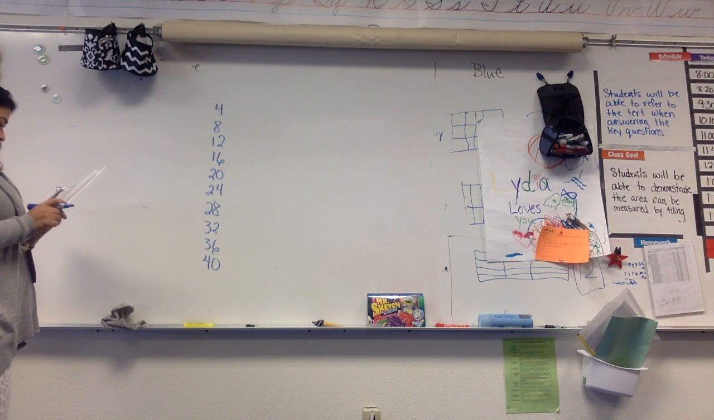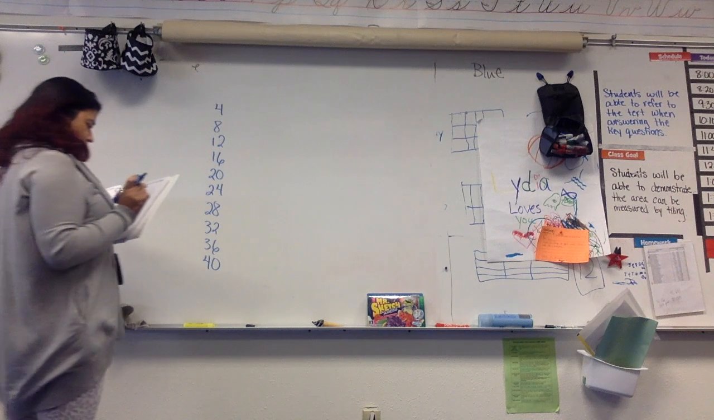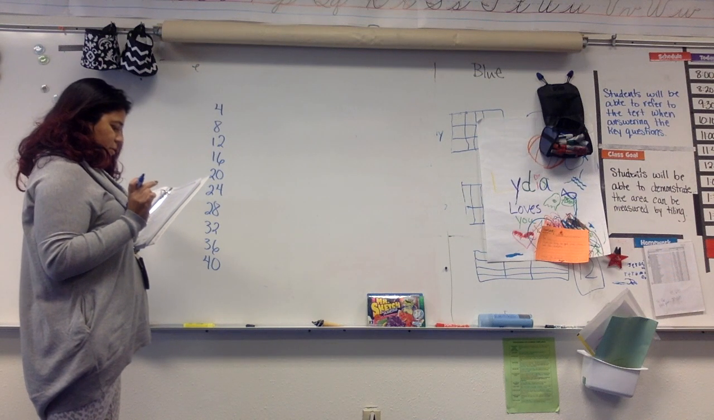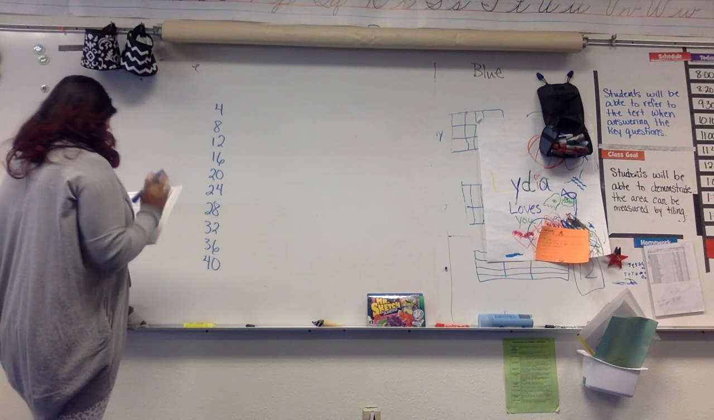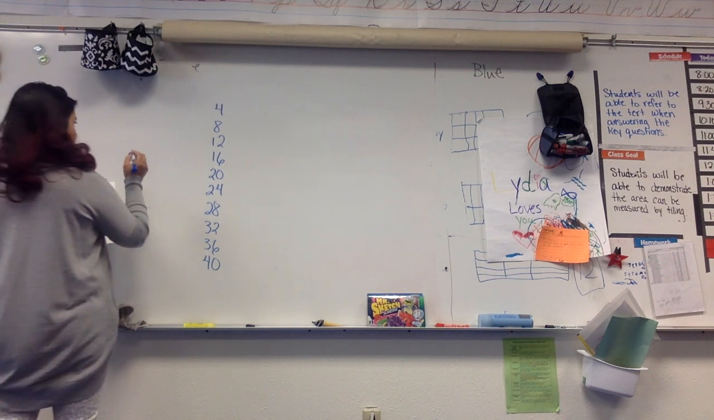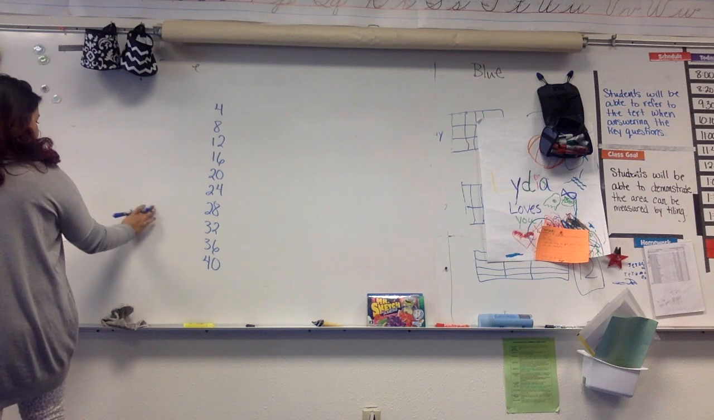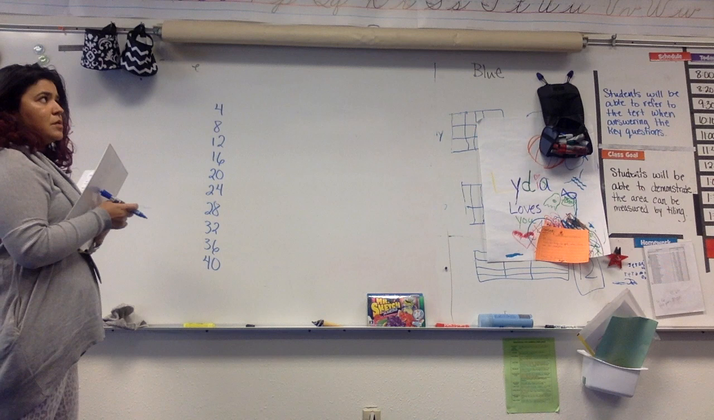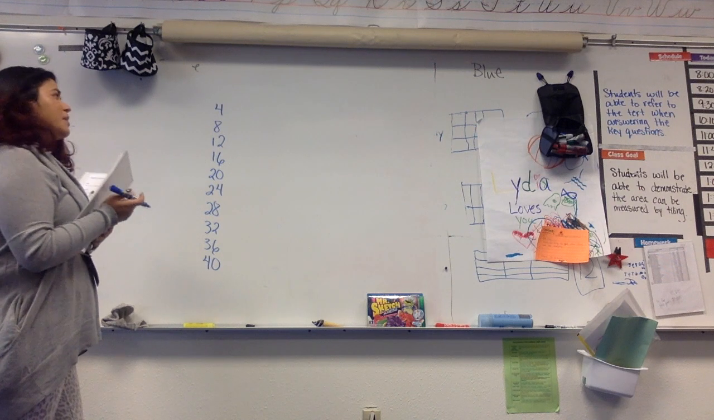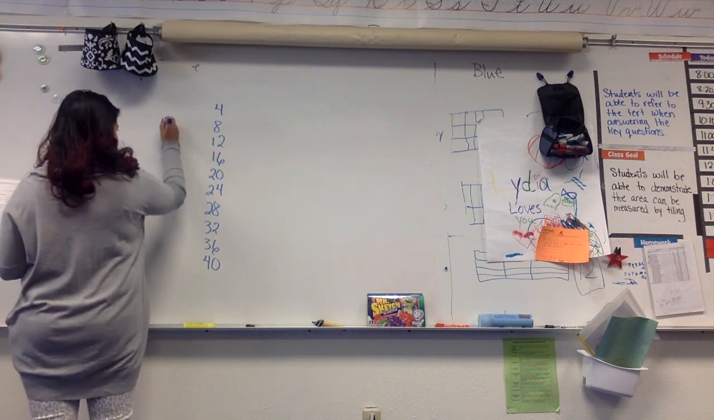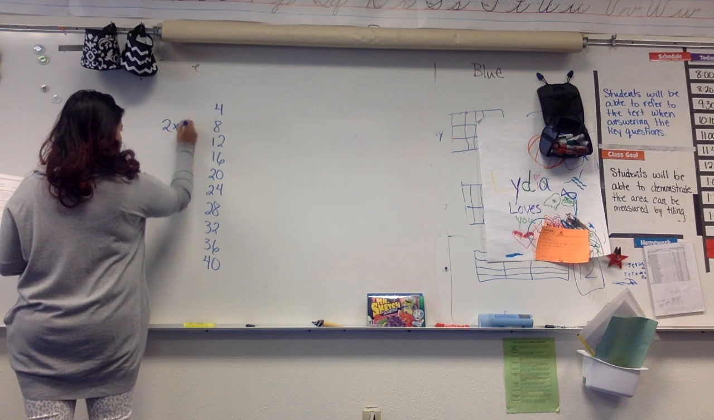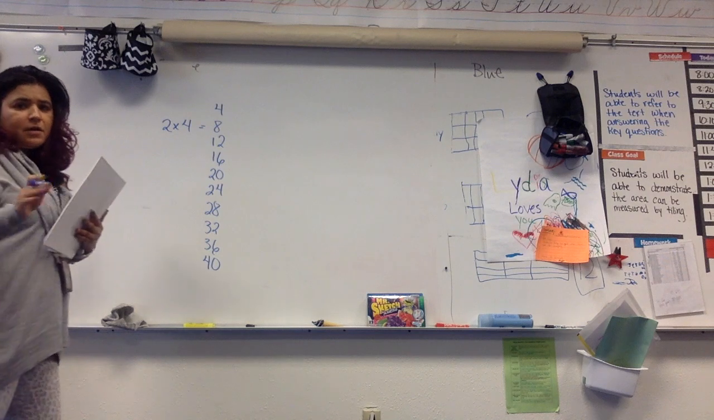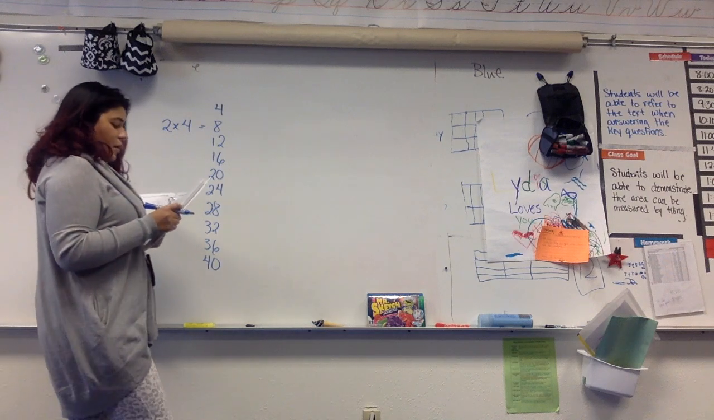Now, we are going to do some equations. So, 2 times 4. What's 2 times 4? I think that's 8. So if I put 2 times 4 equals 8. You can do this with me on your desk. You can write on your desk. I'll let Miss G know.